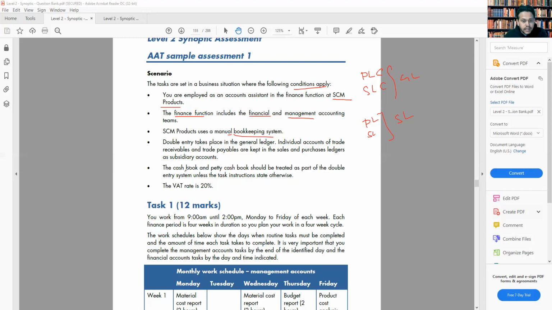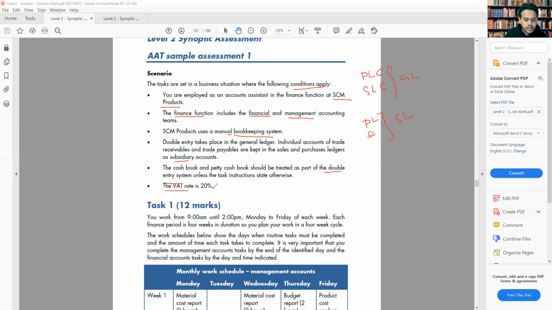Then we have the cash book and the petty cash book, which should be treated as part of the double entry system unless the question instructs otherwise. So if the question doesn't say it is a book of prime entry, the petty cash book and the cash book are always treated as part of the double entry system. That means we record the petty cash and the cash book using the journal, with debit and credit. Double entry means two entries, debit and credit.